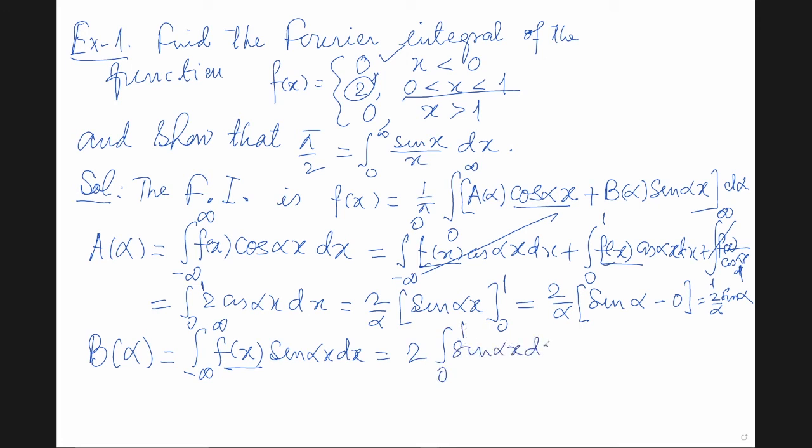The integral is minus 2 over alpha cosine alpha x. So you find A alpha and B alpha, substitute here, and you will get the Fourier integral.